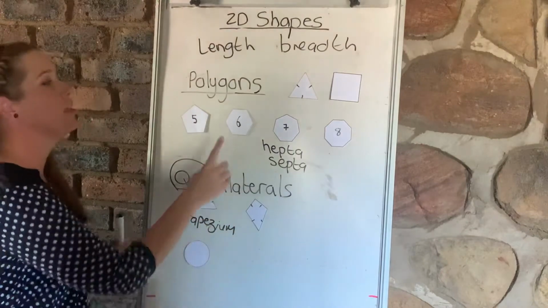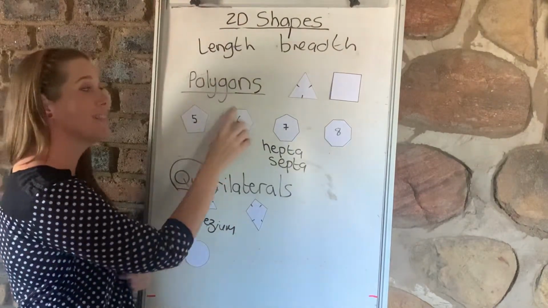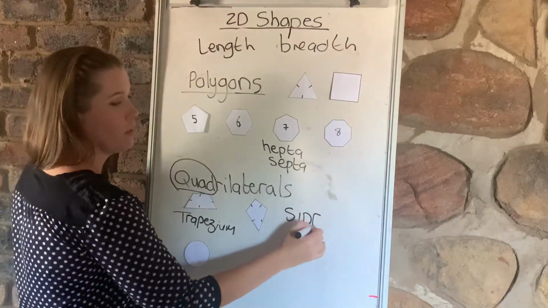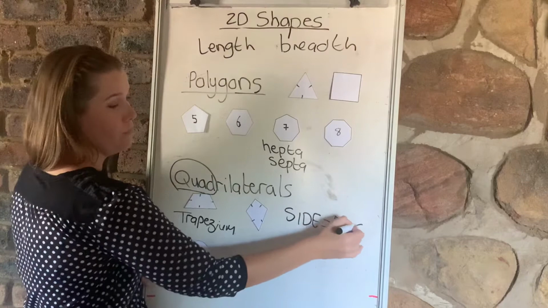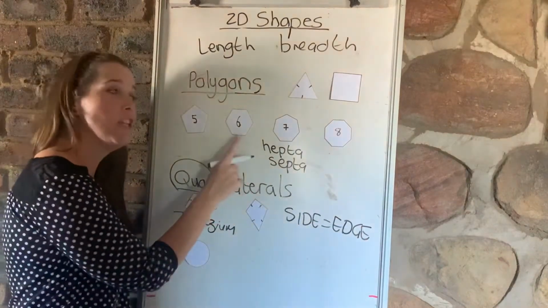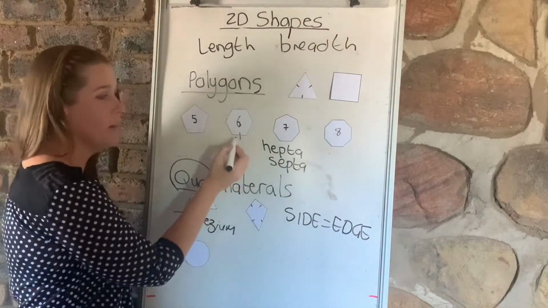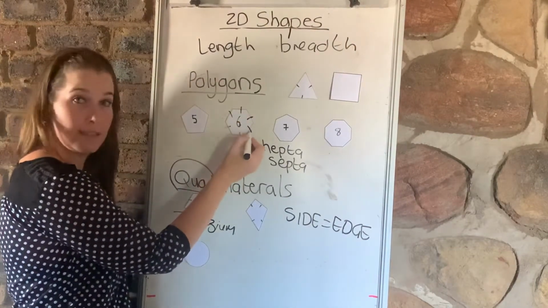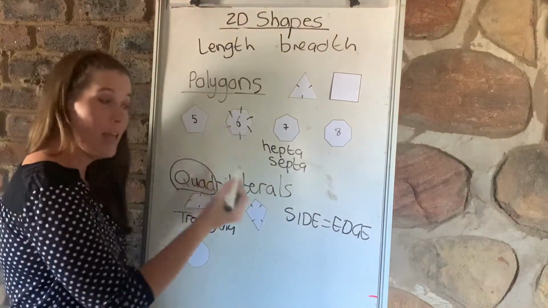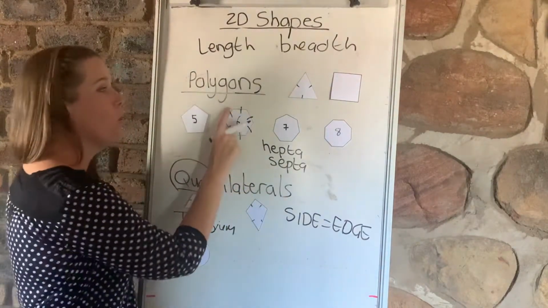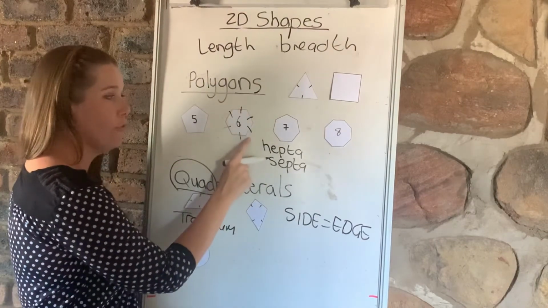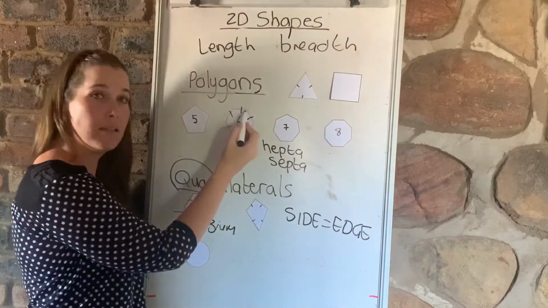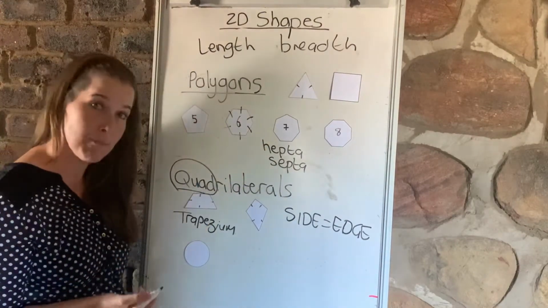Now, another important thing when we talk about 2D shapes are edges and corners. For example, if we look at the hexagon, it has 6 sides. So another word for side is an edge. So how many edges does a hexagon have? 1, 2, 3, 4, 5, 6. It has 6 edges. How many corners does it have? 1, 2, 3, 4, 5, 6. Can you see that the number of sides and the number of corners are the same?